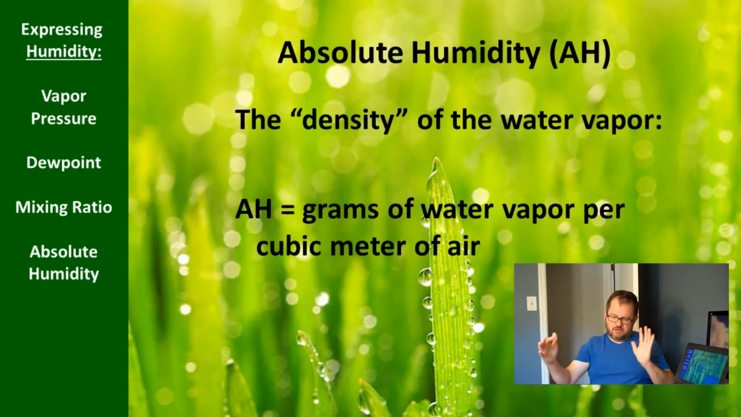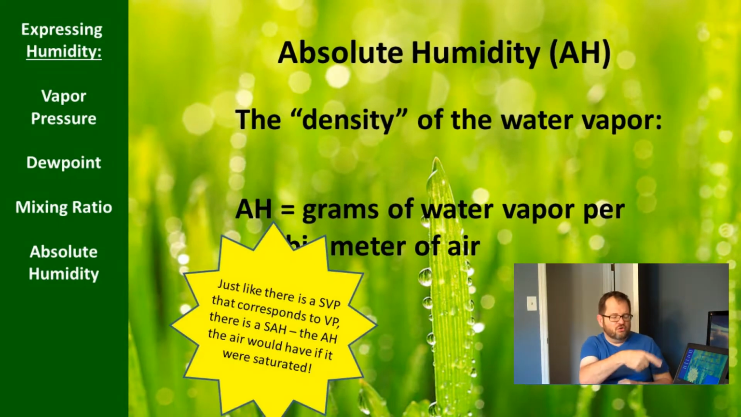Hey, here's a sample of air. I know it has 1 cubic meter to it. How much water vapor is in there? That can be very useful for certain kinds of problems on the homework. It isn't necessarily something we use all that much in meteorology, but I want you to note the pattern here: just like there is a saturation vapor pressure that goes with a vapor pressure, and a saturation mixing ratio that goes with the mixing ratio, there is a saturation absolute humidity that matches up to the absolute humidity. The saturation absolute humidity is the absolute humidity air would have if it were saturated.